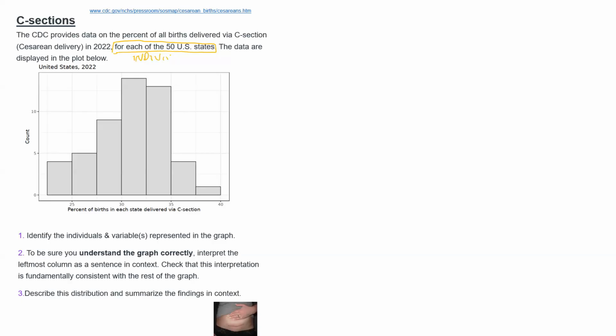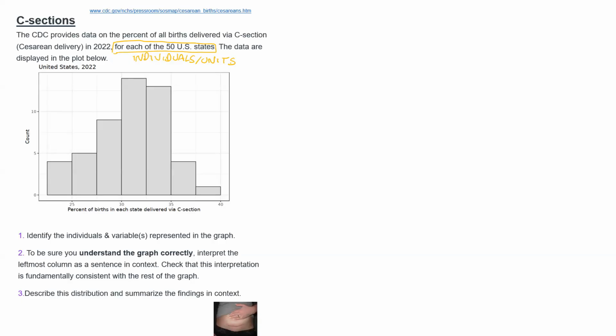So while a C-section, a cesarean delivery, is something that describes one birth, the births and the mothers are not the individuals represented in the graph here. Specifically, the individuals represented in these graphs are those 50 US states. And you can verify that by looking at the graph.